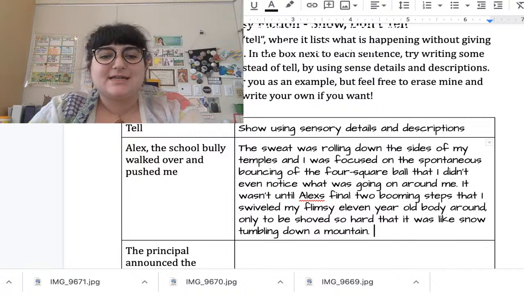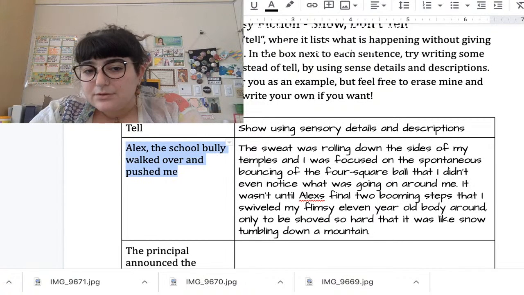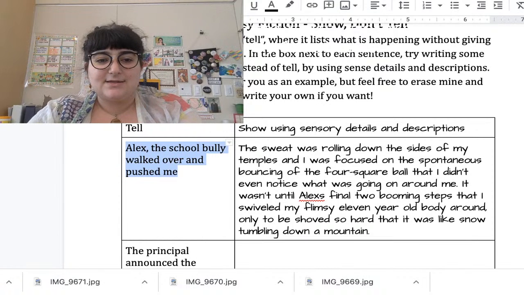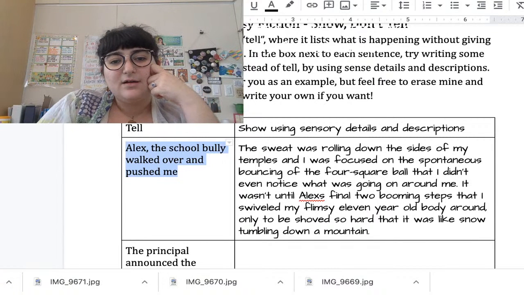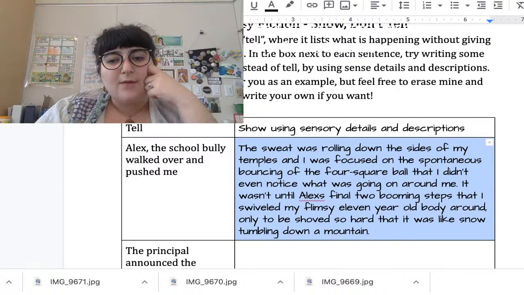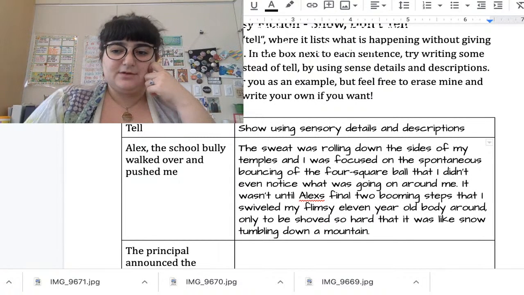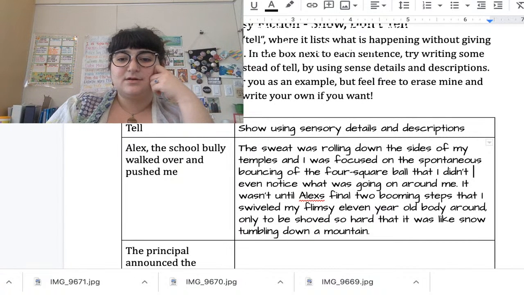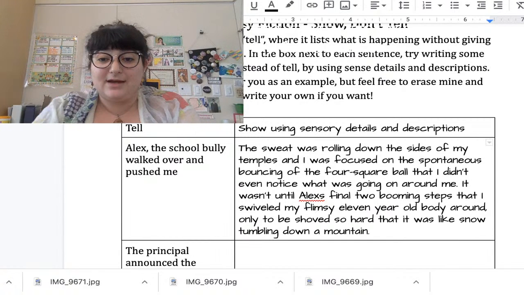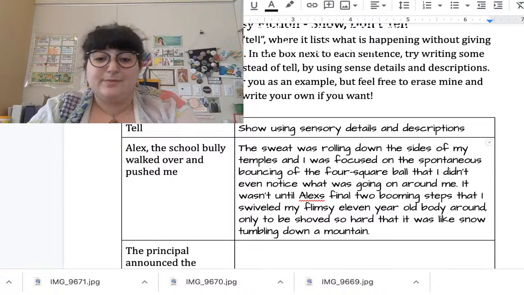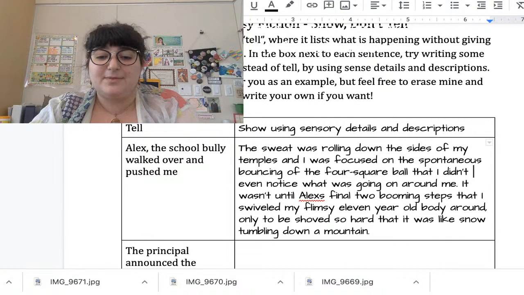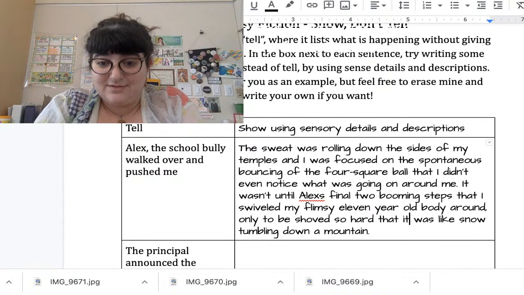Notice that I'm just taking these simple two things. We have Alex, he's a school bully, walked over and pushed me. And look at all of this detail that I have. Okay? Look at some of the phrases. The spontaneous bouncing of the Foursquare ball. Sweat was rolling down the sides of my temples. Okay? Two booming steps. I might even say booming, like really big. That I swiveled my flimsy 11-year-old body around, only to be shoved so hard that it was like snow tumbling down a mountain.